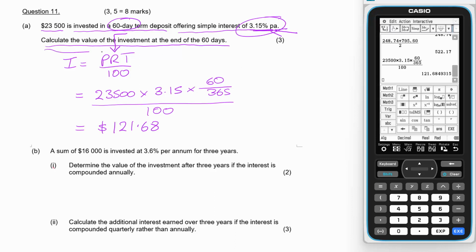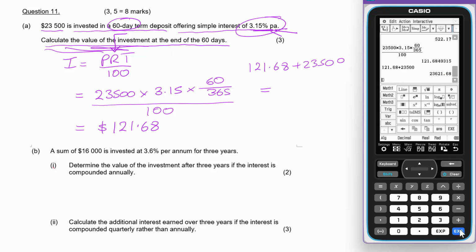Now, we want the total value of the investment, however, which means that we need to do the 121.68 added to the 23,500 that we initially invested. The total value is made up of the two things. So we've got 121.68, and then we're adding the 23,500, and that gives me 23,621.68.